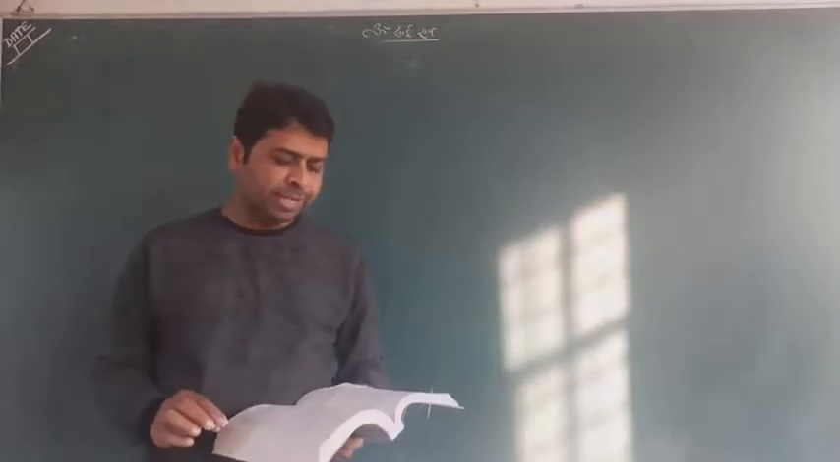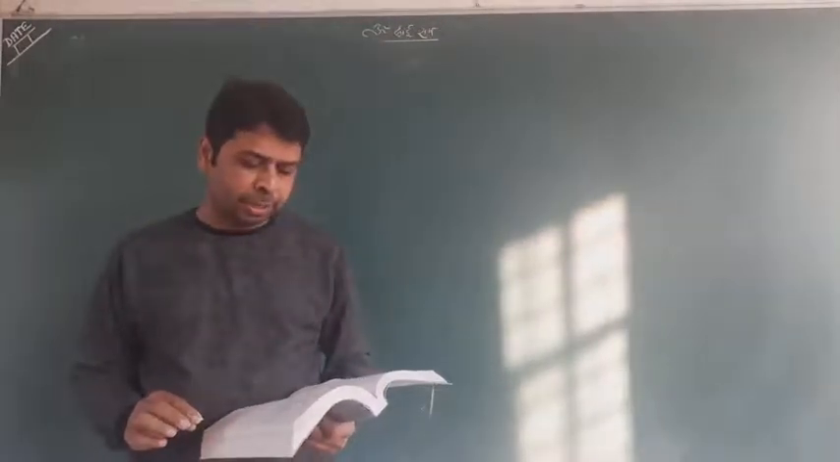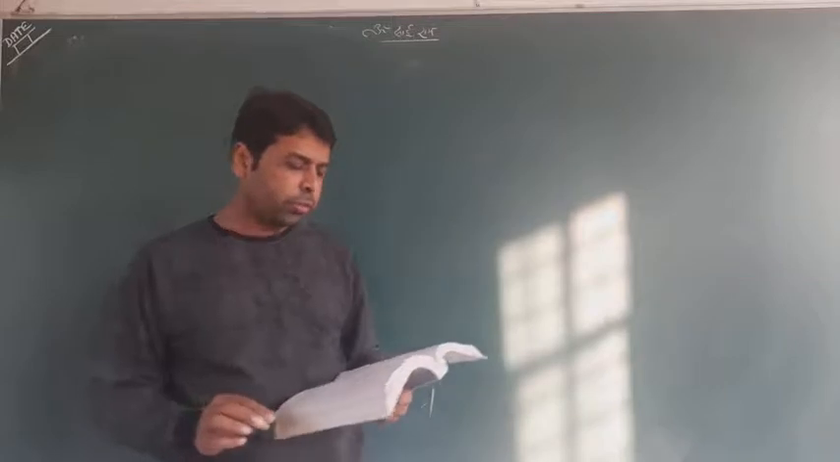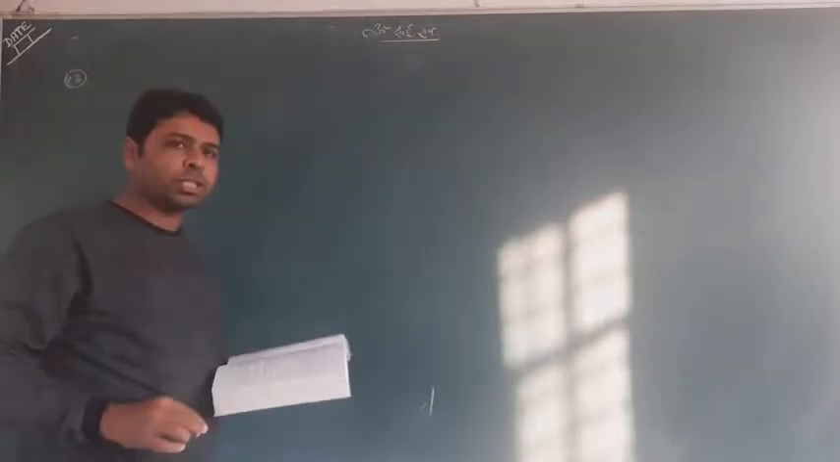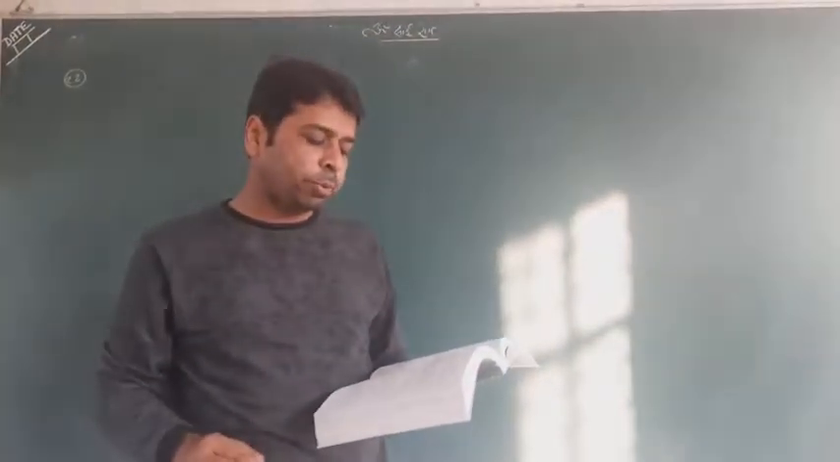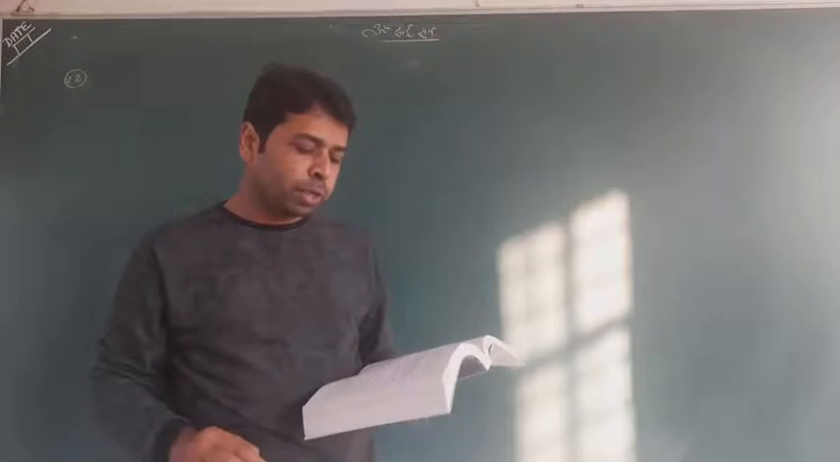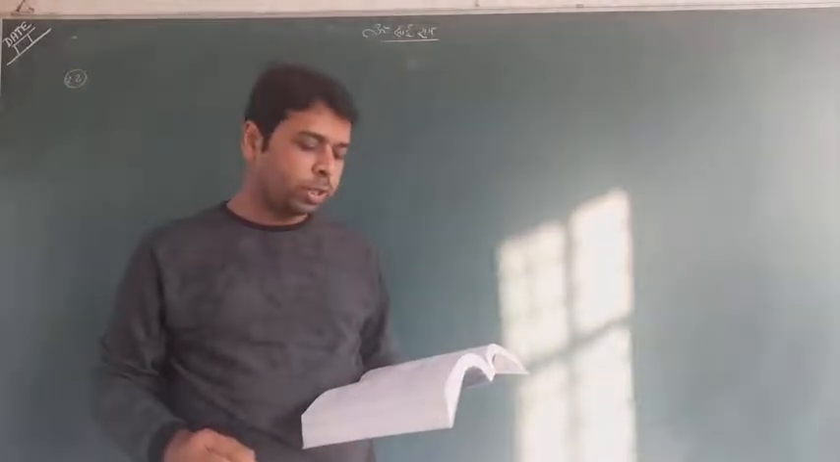We were doing exercise 9.3 and we did some questions. Today we will take some more questions. We start with question number 22. It says, if the pth term, qth term and rth term of a GP are a, b, c, prove that a to the power q minus r and so on equals 1.